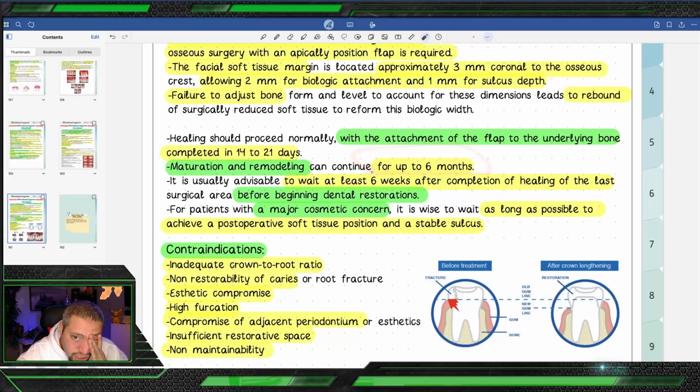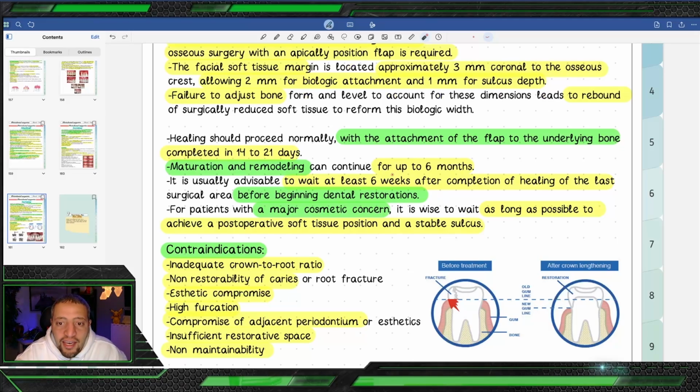The final question here is when I'm going to do the final restoration after the surgery. It's recommended to wait at least 6 weeks, minimum 6 weeks after completion of healing. So 6 weeks after completion of healing, which means 3 weeks. So 3 plus 6, 9 weeks, which means almost 3 months.